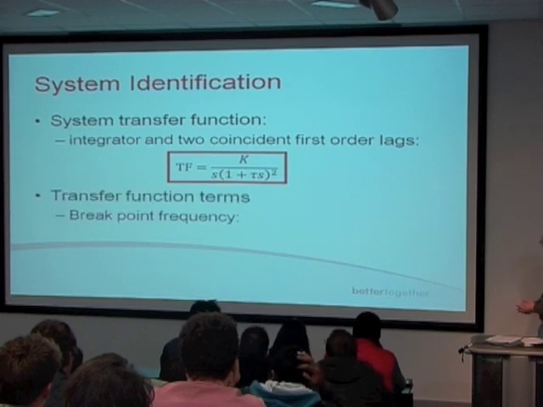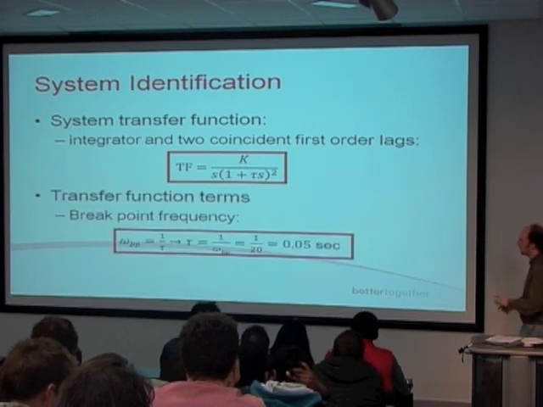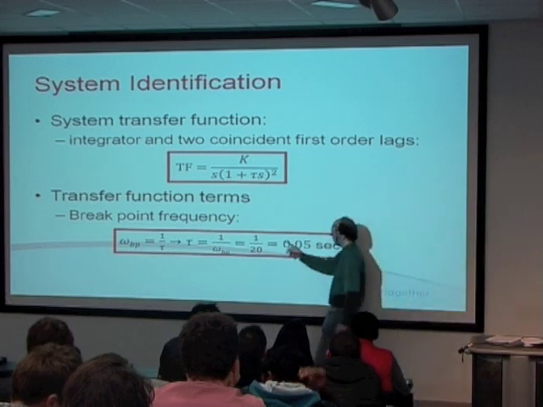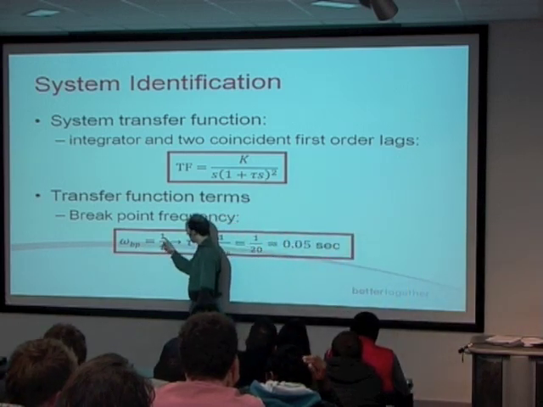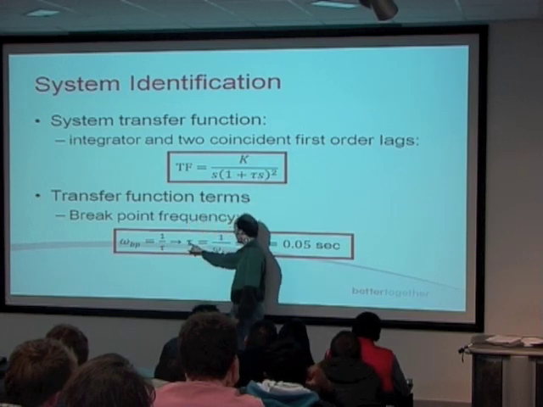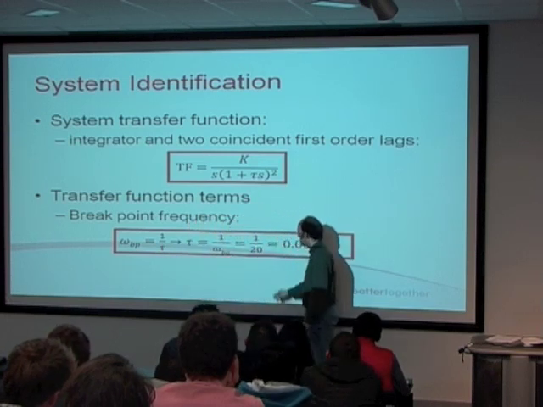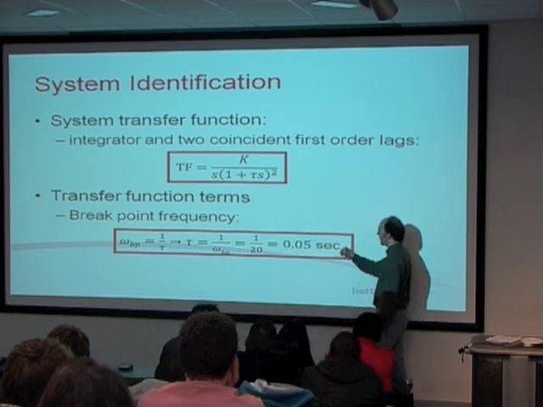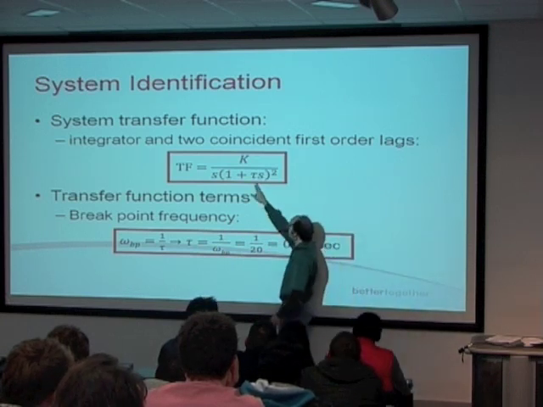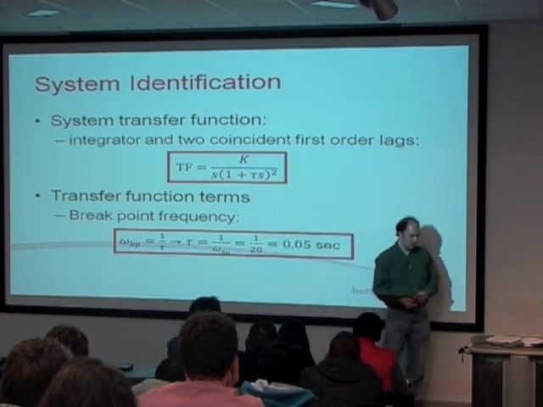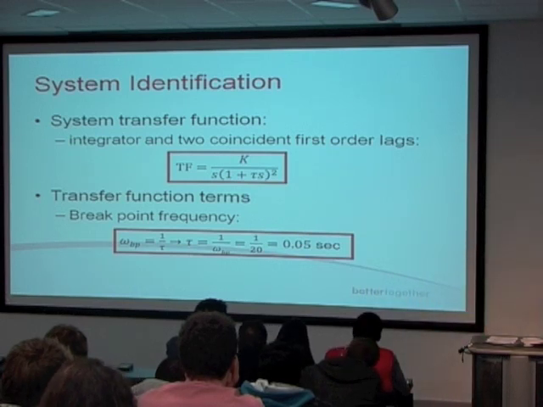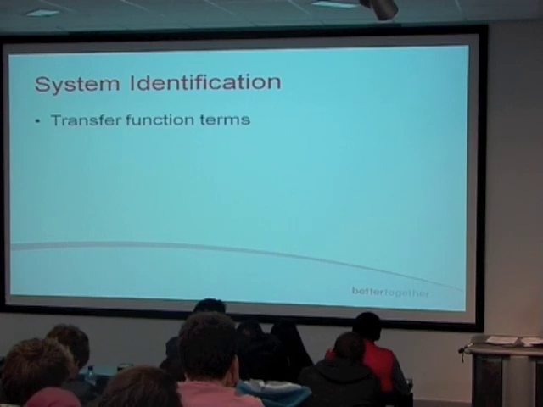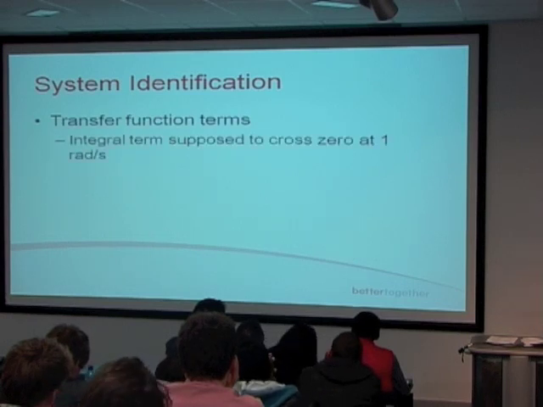And so the transfer function terms, we know that breakpoint frequency, we saw, was 20 radians per second, and we know that's 1 over tau. So you can say that tau is 1 over omega b, the breakpoint, 1 over 20 is 0.05 seconds. So there's our value for tau in here. And then to work out what k is, we have to look at the values.